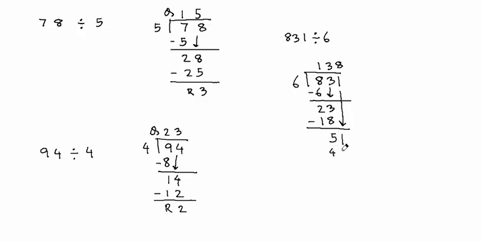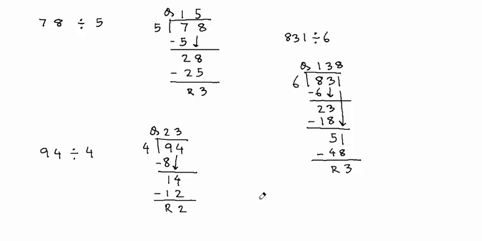Write down 48. Subtract. You get a 3, and then that's the end of the dividend, which indicates we have come to the end of our problem. 3 is the remainder, and the quotient is 138.